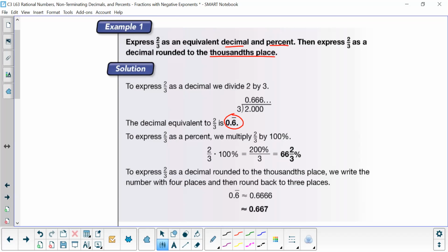So that's the decimal equivalent. To make it a percent, I can do this one of two ways. I can multiply 2/3 times 100%, because when we're multiplying in percents, it's always out of 100. So 2 times 100 is 200. 200 divided by 3 is 66 2/3. How we get that is this. If I have 200 divided by 3, 3 is going to go into 20 six times, which is 18. And then I bring down my 0. And 3 goes into 20 also 6 times, which is 18.